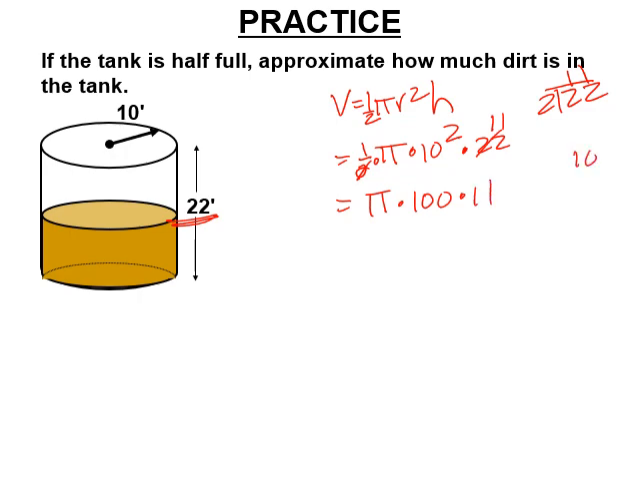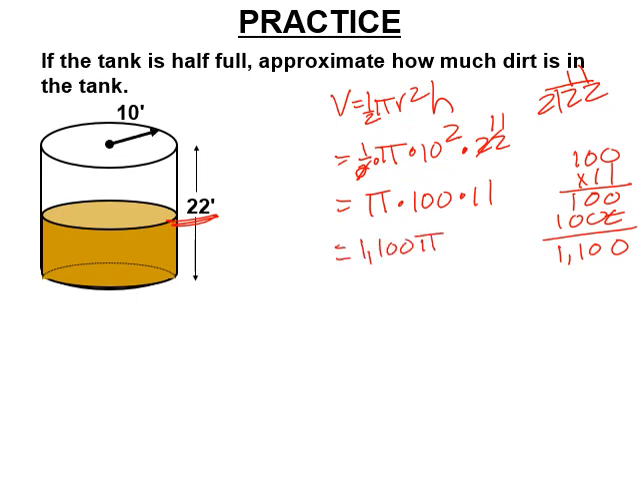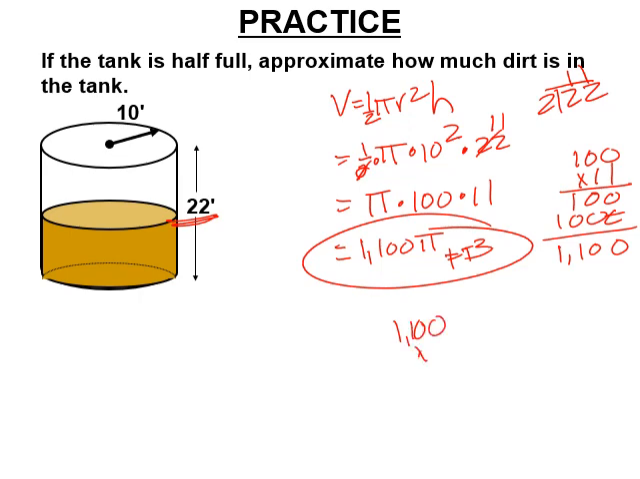So we're going to do 100 times 11. And you get a 0, 0, 1, step over, you get a 1, 0, 0 there. Yeah, that makes sense. And so we get exactly 1,100 times pi, and this is cubic feet. All right. Again, if you put 3 in there, you'll do 1,100 times 3, which would be what, 3,300 cubic feet.